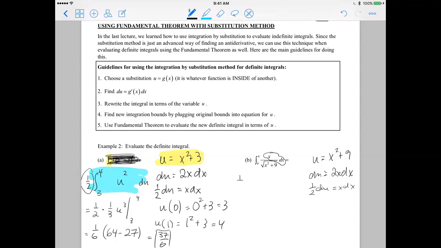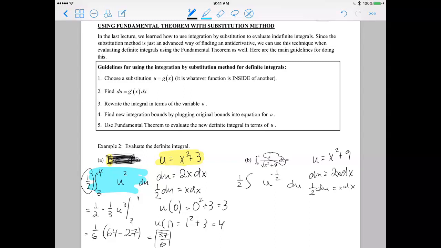Okay, so my new integral is going to be 1/2 the integral, du down here at the end, and then what's left over is a 1 over the square root of u. Well, instead of 1 over square root of u, I'm going to write it as u to the negative 1/2. Okay, if you have questions on that, then please feel free to let me know. The reason it's negative is because that square root was in the denominator, and the reason it's a 1/2 is because it was a square root.